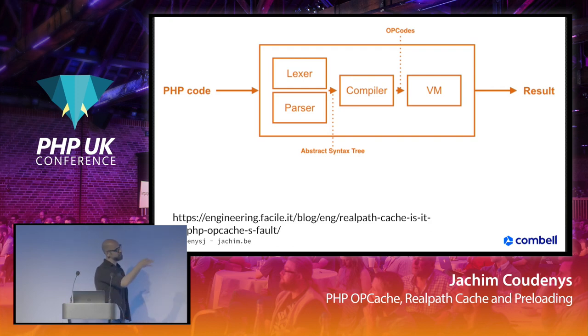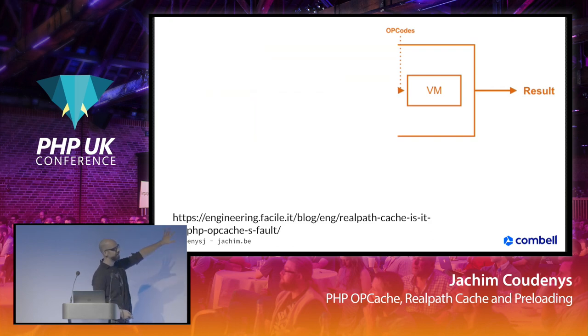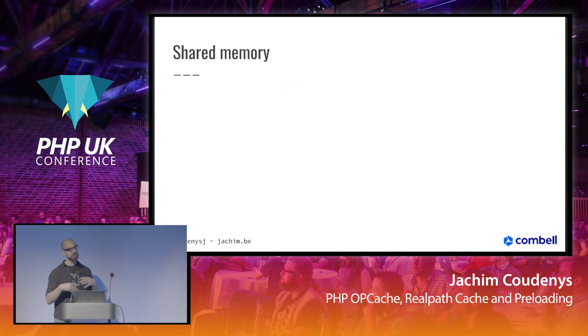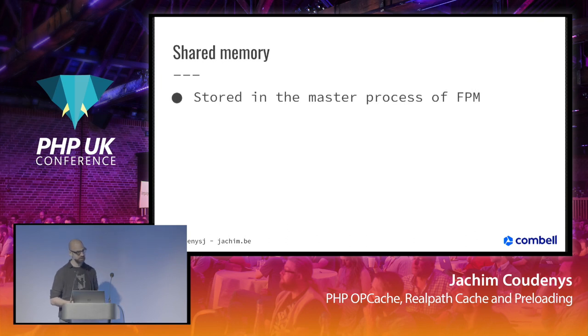So this whole step, parsing and then compiling and then executing, if we add the cache, we just eliminate the first part of it. So all those opcodes are cached into the shared memory. In the case of the FPM, they are all stored in the master process.